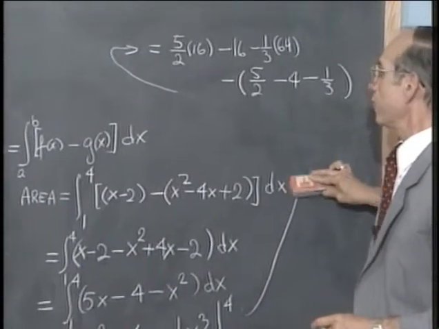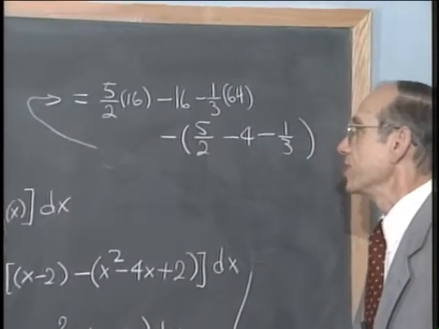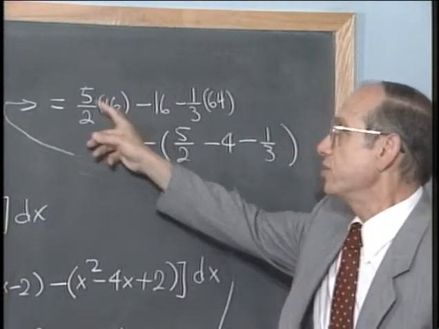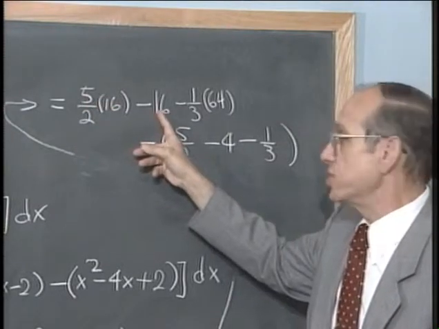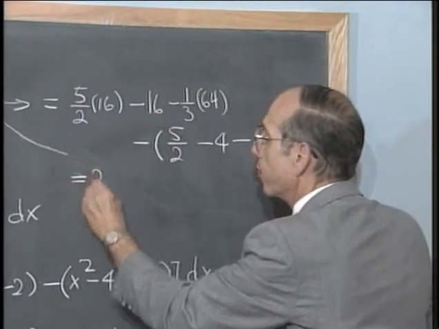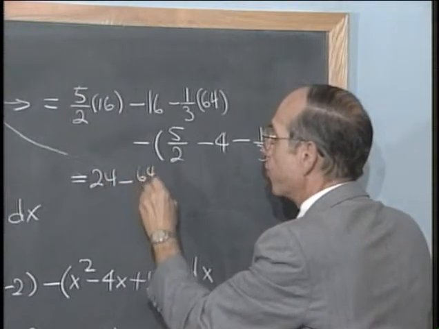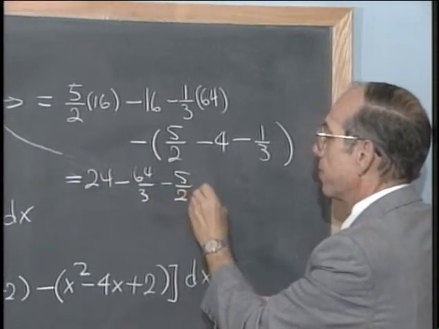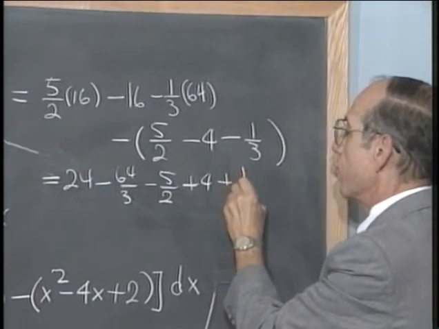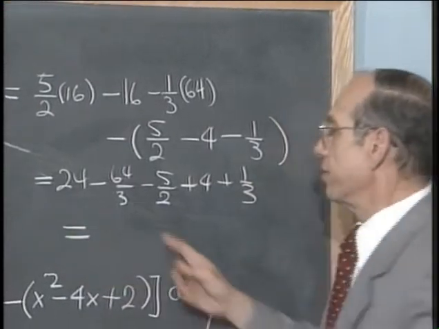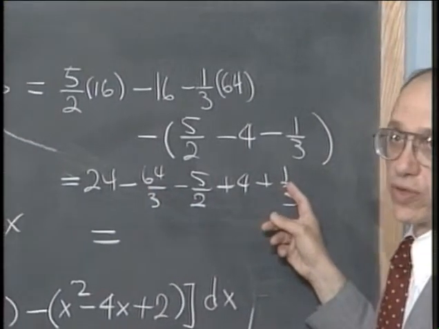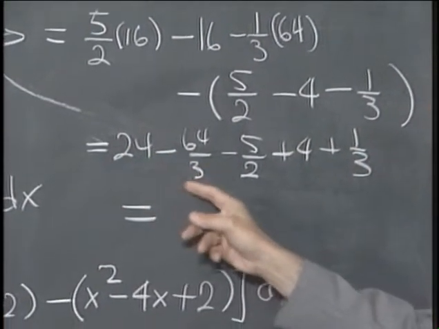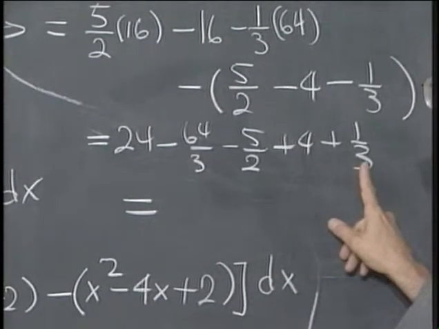Now what I want to do is remove parentheses once again, combine like terms, and finish the arithmetic. 5 halves times 16, that's 8 times 5, is 40. 40 minus 16 is 24. So I have 24 minus 64 over 3. Now in here I have minus 5 halves plus 4 plus 1/3. Almost done. Minus 64 over 3 plus 1 over 3 is minus 63 over 3, which is minus 21. 24 minus 21 is 3.